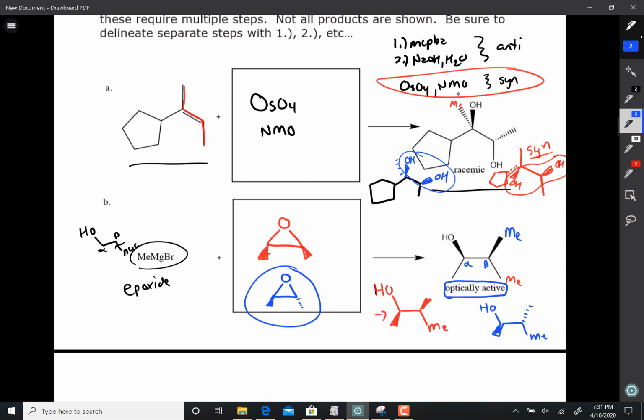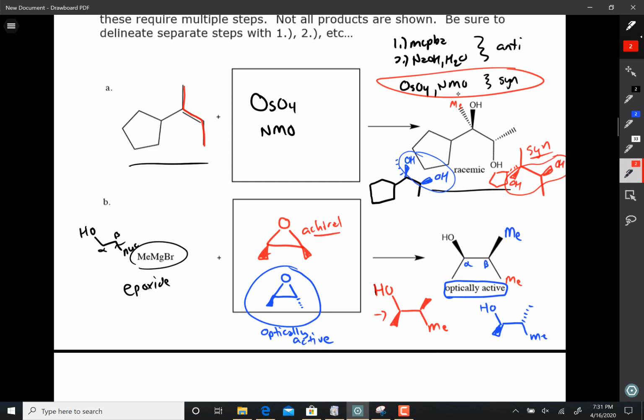In order to have an optically active product, a starting material must be optically active. The blue one is chiral. It can be optically active. The red one is achiral. It cannot be optically active.